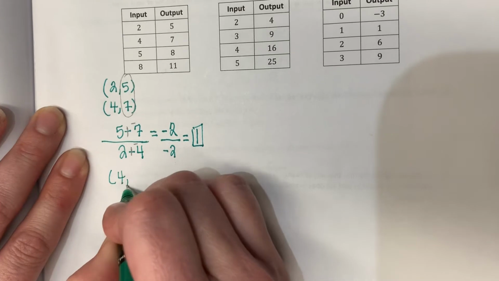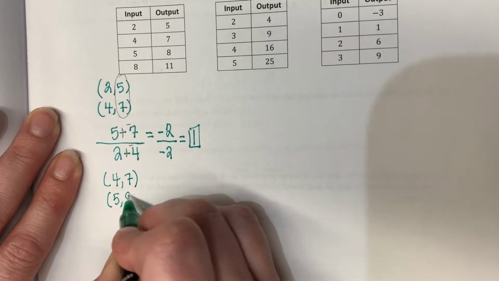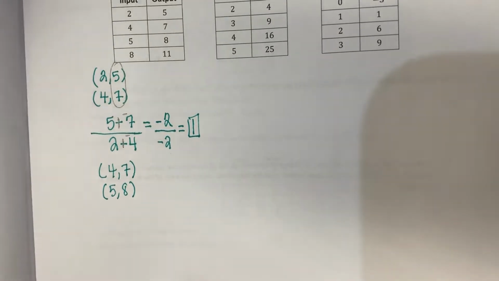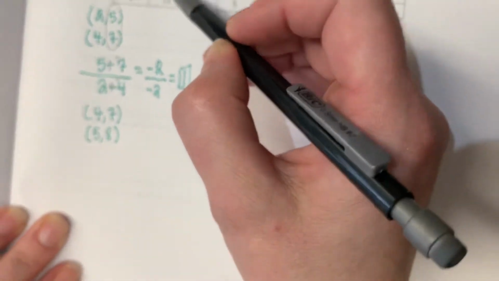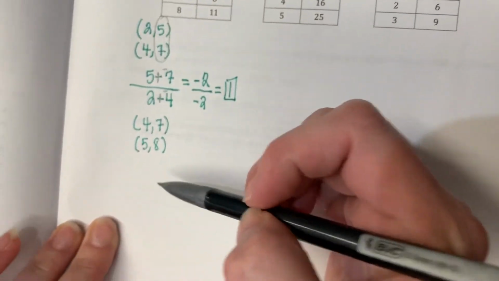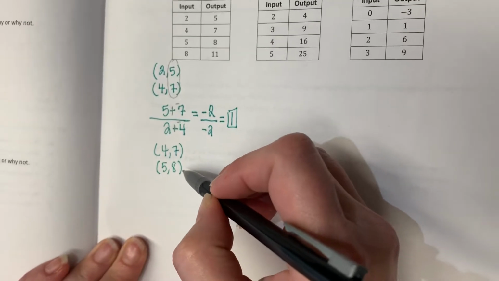So I'm going to choose the next point, which is the second one, 4 and 7, and then the third one, 5 and 8. Why would that be 4, 7, 5, 8? I got that from the table right here. Well, you have to have 3 pairs, 3 different pairs. Oh, okay, now I know.